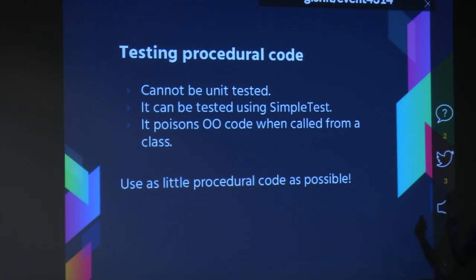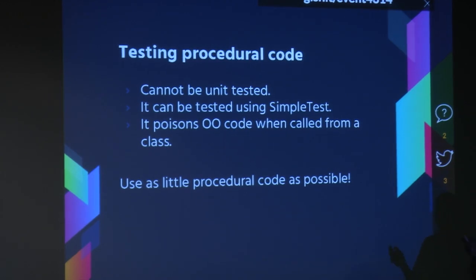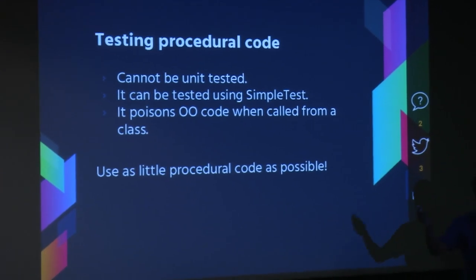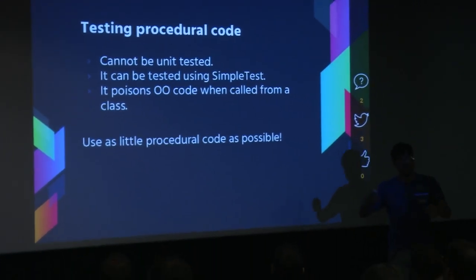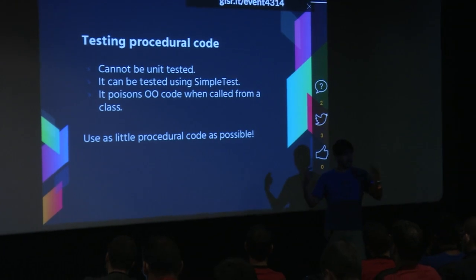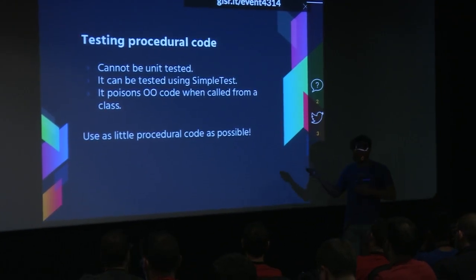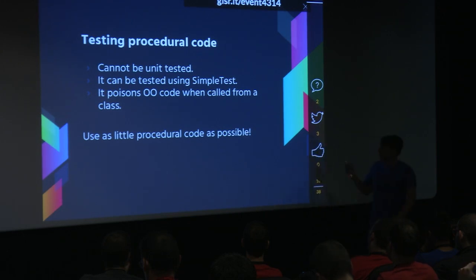And not only that, but procedural code is contagious. It's like this kid that is sick and goes to the school, right? And everyone gets sick. You can't have testable code that invokes procedural code inside of it. So even if you have a class, if one of the methods calls a procedural function, you cannot test that method. Okay, so use as little procedural code as possible.